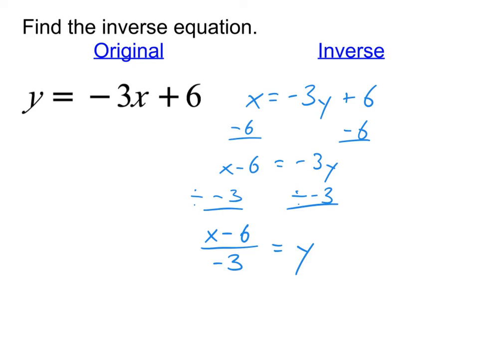Now, if you wanted to try to mess with the formatting a little bit to make it look like something you're more used to, you could. We could actually put this into slope-intercept form by dividing both terms individually by the negative 3. That would give us negative x over 3 plus 2, or negative 1/3 x plus 2, if you prefer writing it that way as well. But either way you write it, it is our inverse.